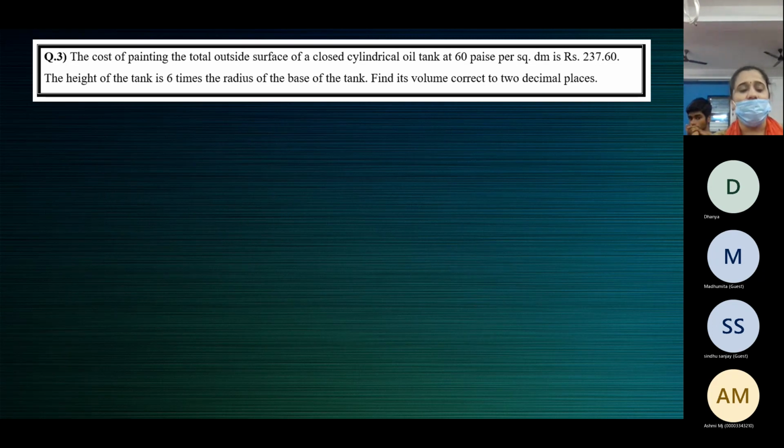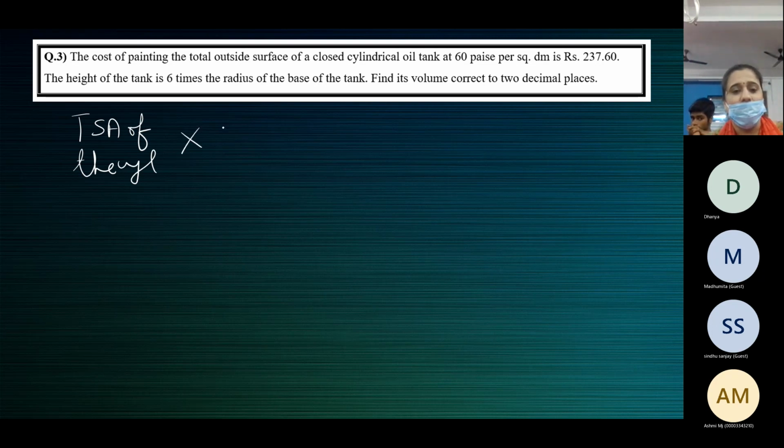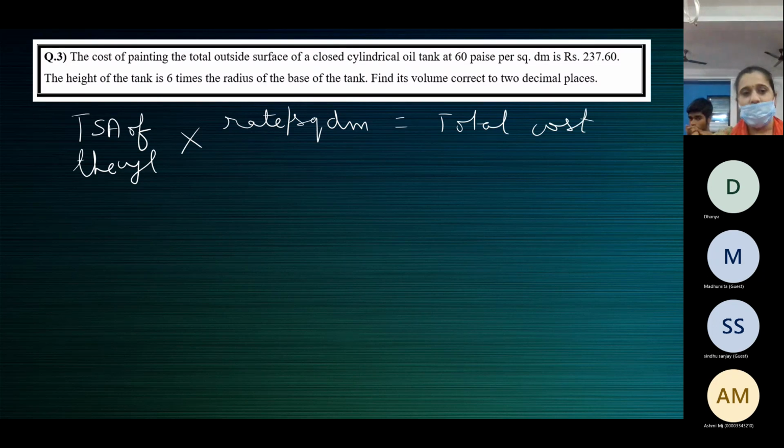In the same way, see the equation I write here. The total surface area of the cylinder into the rate per square decimeter is equal to the total cost. Forget it now. Don't get scared of decimeter. We'll convert it later to centimeter or whatever. Now you can work with decimeter.